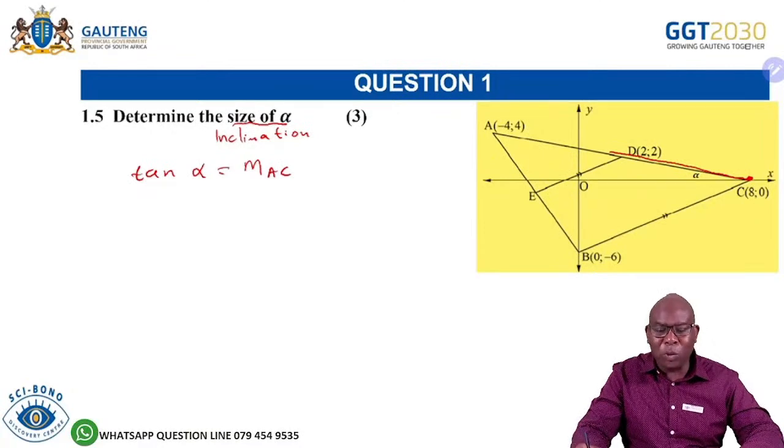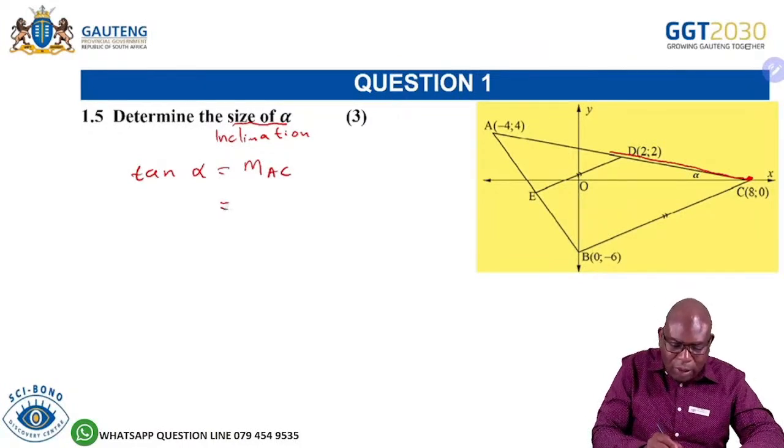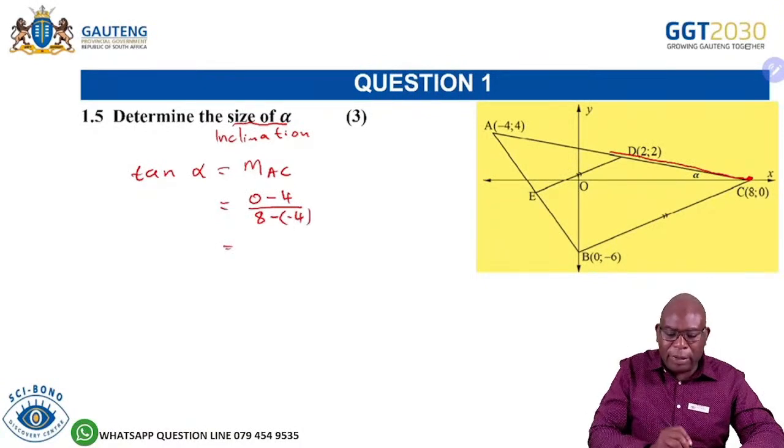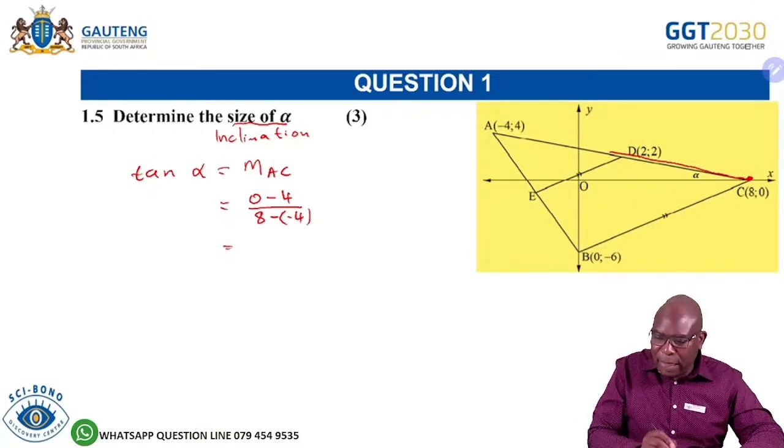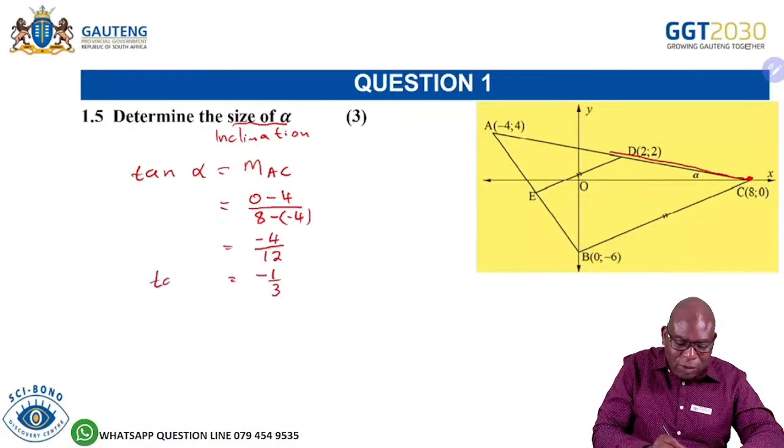So first, what should I do? I must get the gradient of AC. So how am I going to get the gradient of AC? I'm going to say, okay, for AC, it's going to be 0 minus 4 all over 8 minus minus 4. Then I'm going to get minus 4 all over 12. So the gradient there will be negative 1 over 3. So the tangent of alpha is negative.